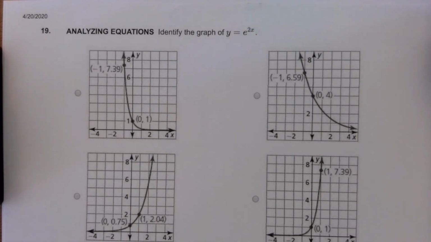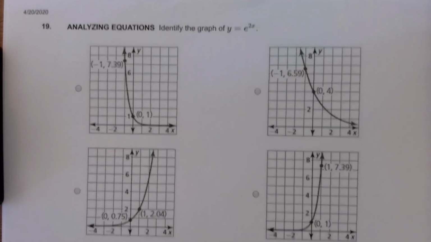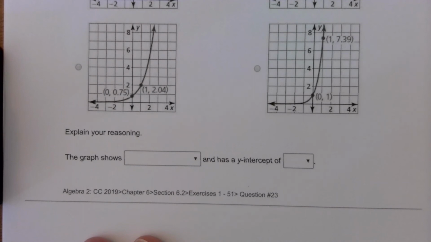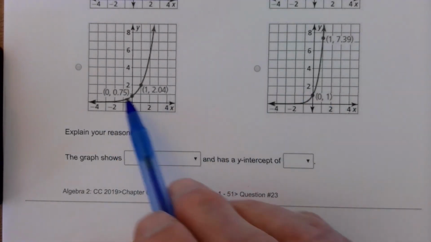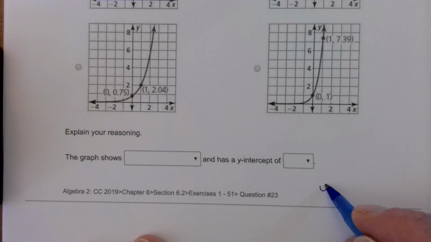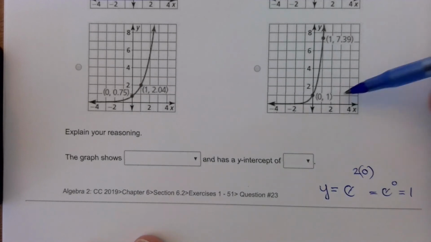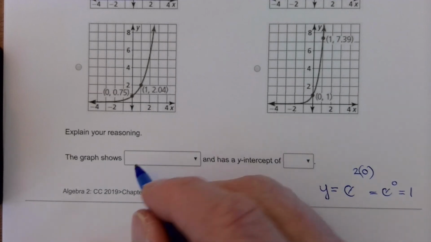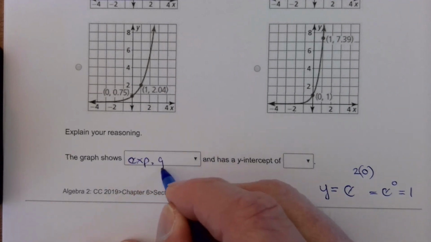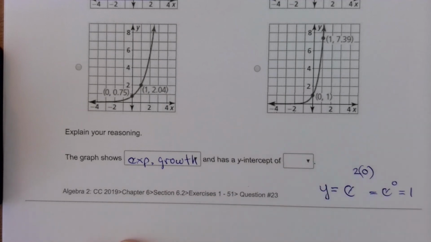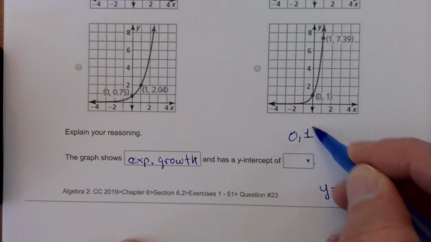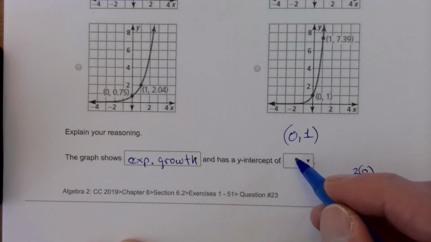Now it just becomes a matter of finding the y-intercept by plugging in x equals 0. So it's one of these two. Let's plug in a 0 up there. And 2 times 0 is 0, and e to the 0 power is 1. So we should have the point 0, 1. There it is. So we have exponential growth, and we have a y-intercept of 0, 1. Or perhaps they just want you to write 1 here.